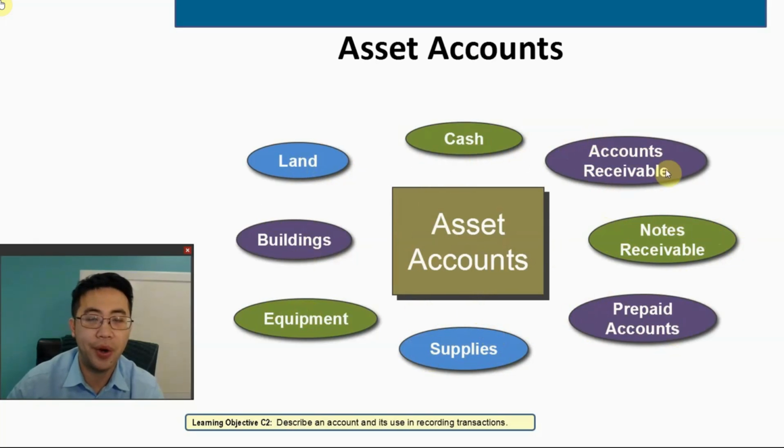The harder accounts for you to understand may be accounts receivable, notes receivable, and the prepaid accounts. So don't worry about that. We will spend more time on these separate accounts in later chapters.